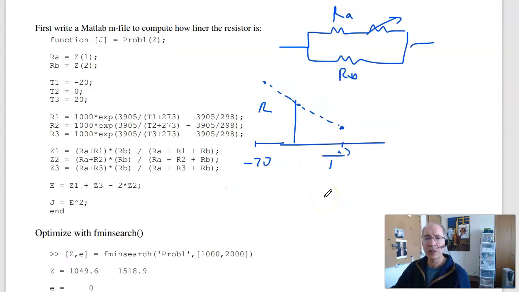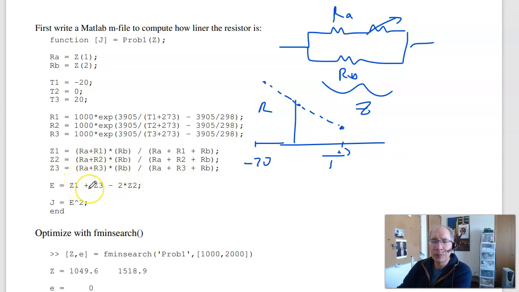So one way to do that is to use fminsearch. I'll first come up with a function where I'm going to guess RA and RB. I'll calculate the resistance at -20, 0, and +20 Celsius. Find the impedance of the circuit. I'm calling that Z. And what I want is the impedance at the midpoint to be halfway between the two endpoints. And return the sum squared difference between the two.